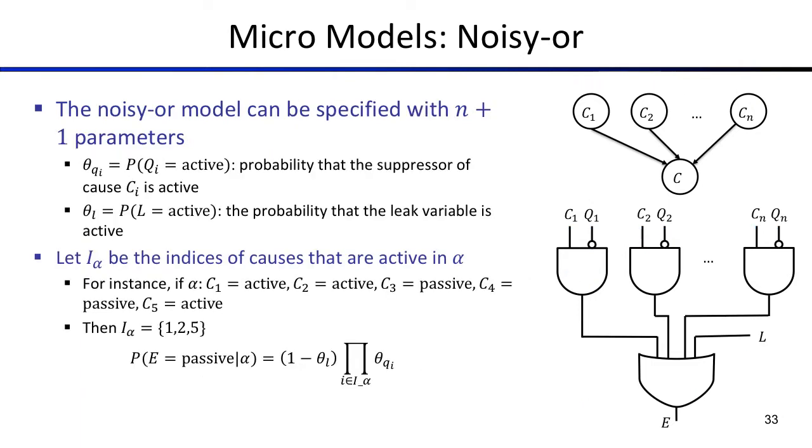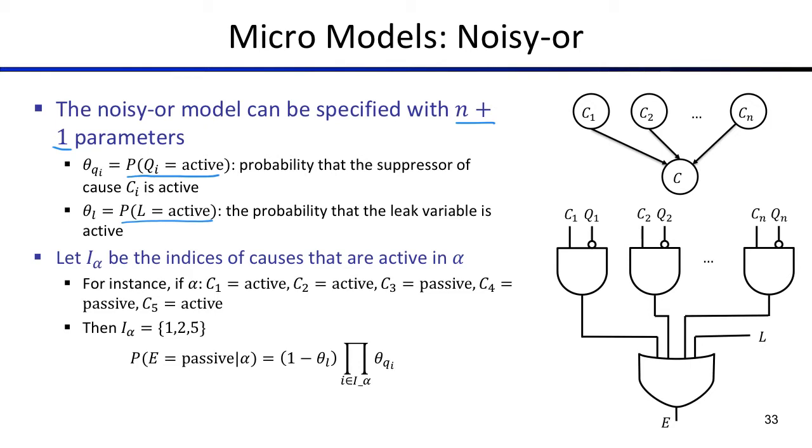The noisy OR model can be modeled with a very small number of parameters. So we just need n plus 1 parameters to specify the CPT. So what will we need? We will need the probability of each suppressor variable to be active, and also the probability for the leak variable to be active. So now we need to compute the probability for one specific entry of the conditional probability table.